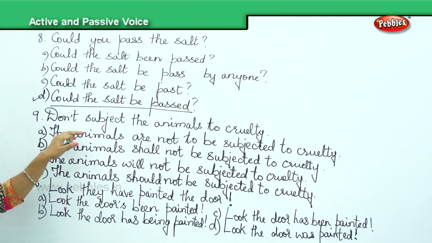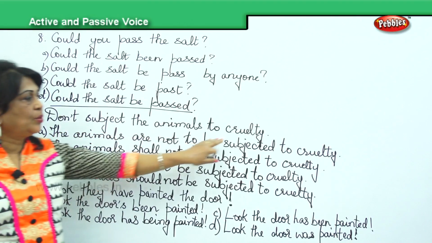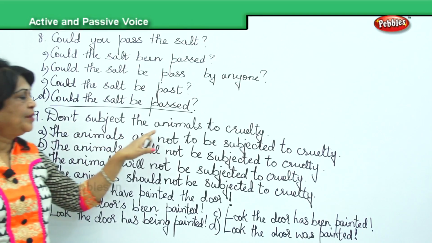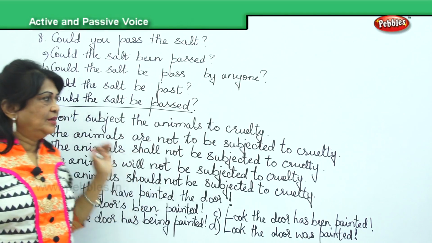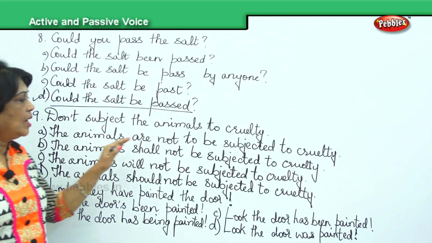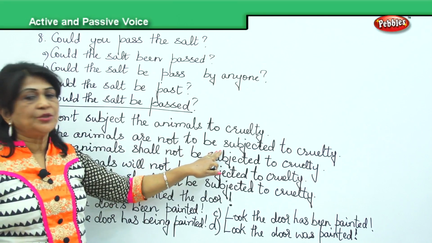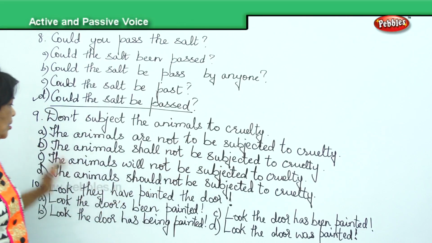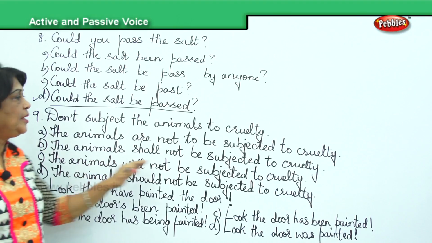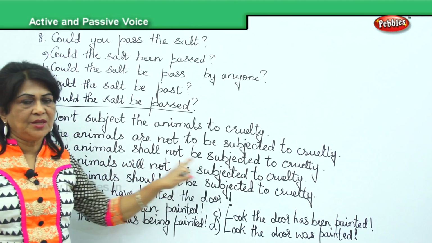Don't subject the animals to cruelty. Now, how do you write this into passive voice? The options are A. The animals are not to be subjected to cruelty. Option B. The animals shall not be subjected to cruelty.